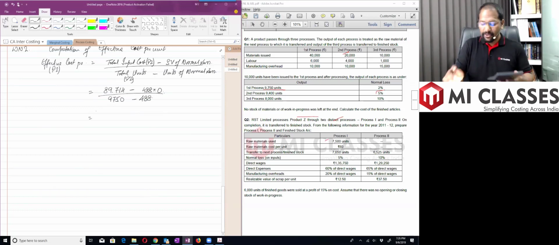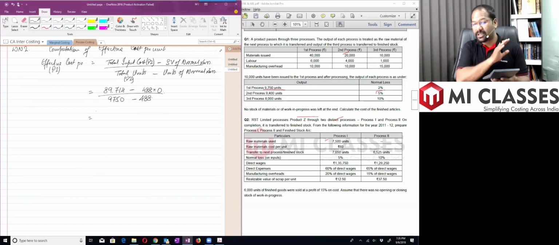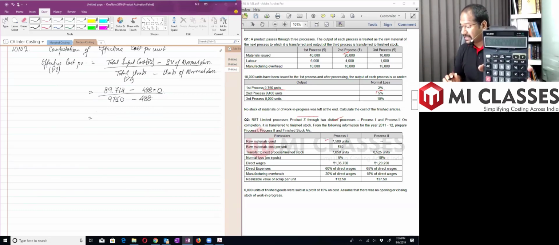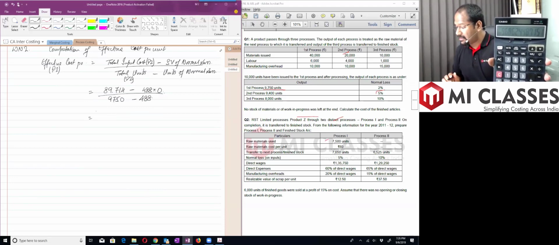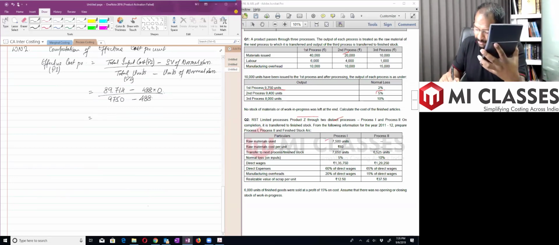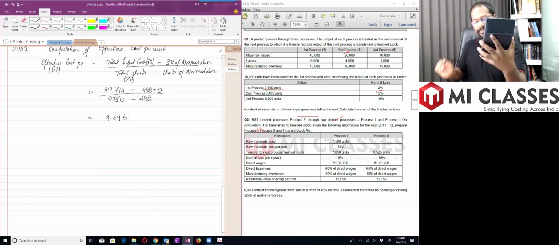So we will do the denominator first in the calculator: 9,750 minus 488. Press equals. That's it. Do not press any additional button. If you have the GT button, these shortcuts will work; if you don't have the GT button, they will not. So come to the numerator: 89,714 minus 0, divided by GT, equals. You are getting 9.6862. So I can write 9.686 per unit.